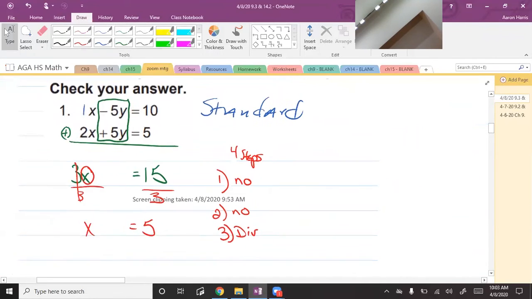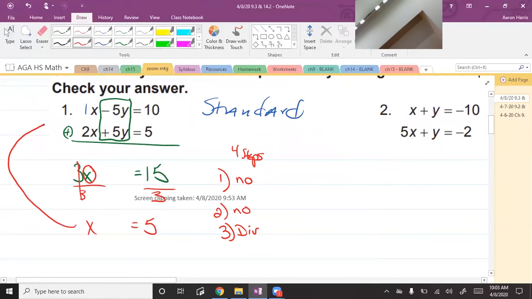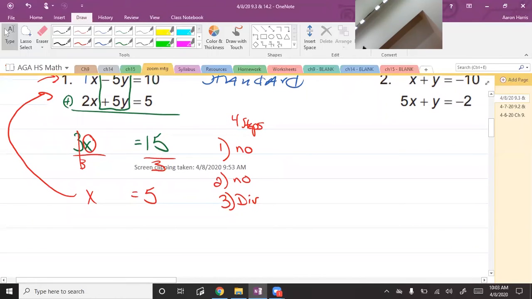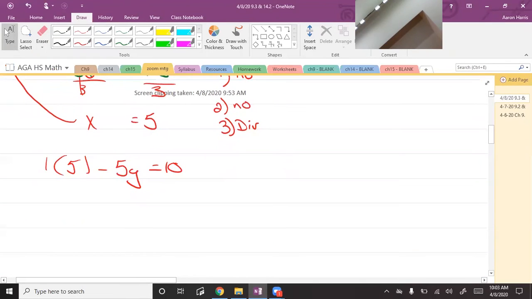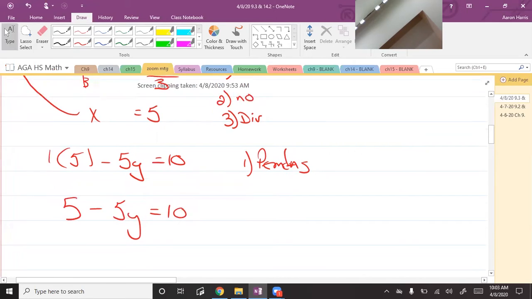Now that I know what x is equal to, what am I allowed to do with that? You got it. I can plug it into either one of these equations. Doesn't matter. Let's plug it into the first one. So substitution, use what? Parentheses. So 1, x is what? 5 minus 5y equals 10. All right. So with that being said, I'm able to do PEMDAS, which is just 1 times 5, which is really nothing. But let's say it's PEMDAS because it's multiplication. So I get 5 minus 5y equals 10.